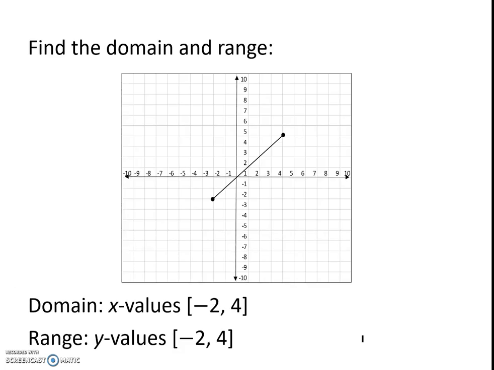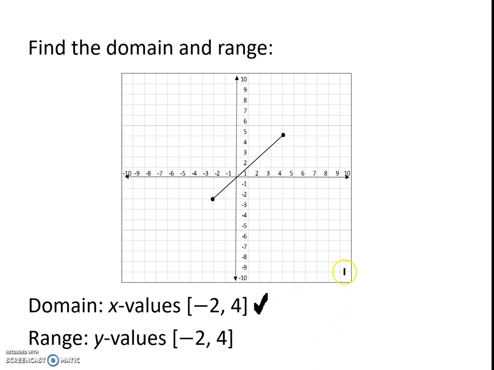Finding the domain and range. So we're looking at our x values. On this one, if you just look at the x value here, it goes from -2 to 4. But since we have those enclosed or darkened dots, we include those. So we have brackets, -2 to 4, which includes that point -2 and that point 4 for our x's. And that, of course, is our domain.